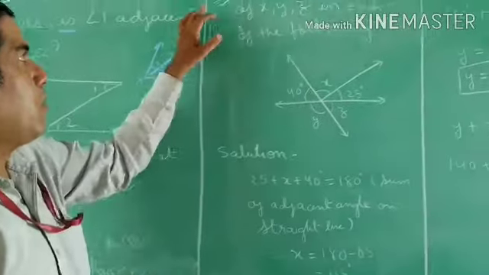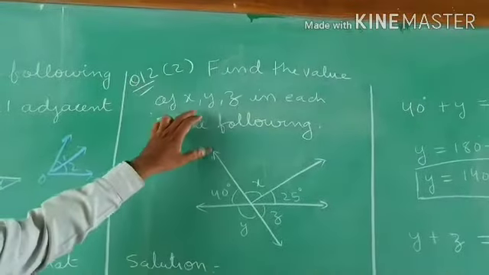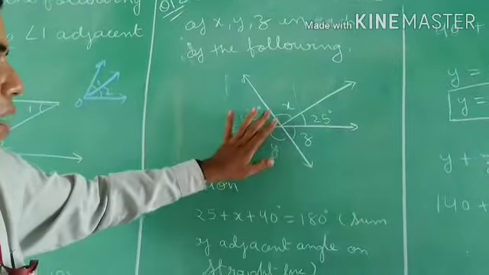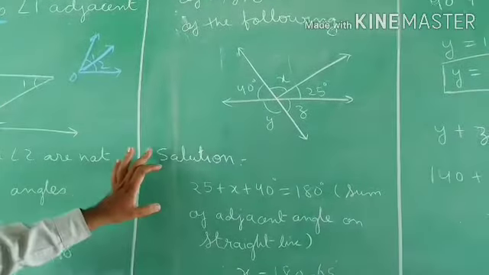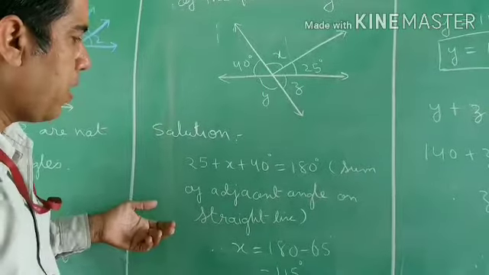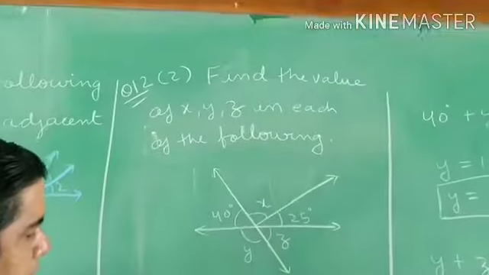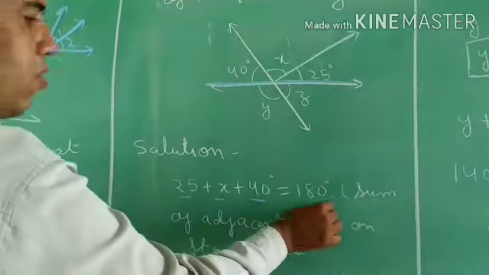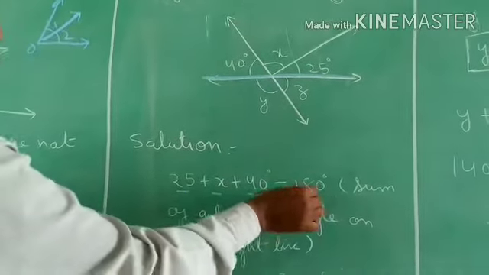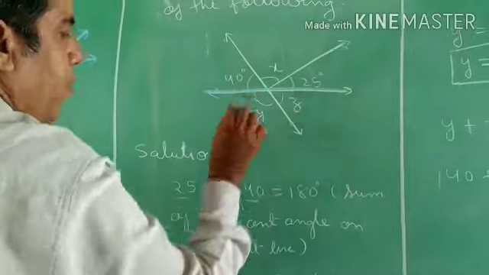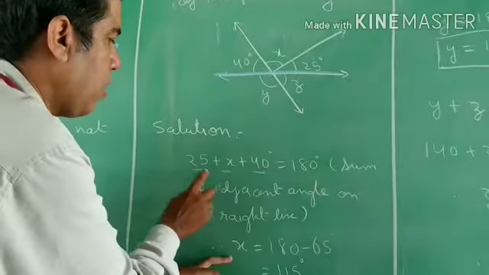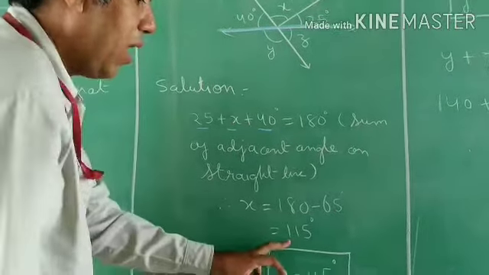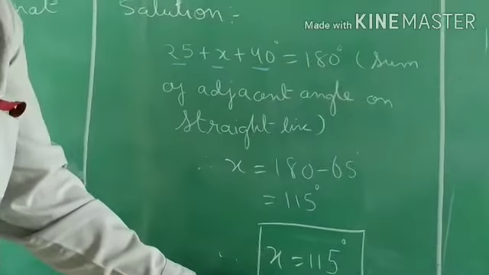Now come to question number 12 part 2. Find the value of x, y, z in each of the following cases. So we have to find the value of angle x, angle y, angle z, using the property of linear pair or supplementary angles. Here 25 plus x plus 40. They are forming on this line, so the sum of adjacent angles is 180 degrees. Adding these two angles gives 65, and transferring it to this side, x is 180 minus 65. The answer is 115 degrees.